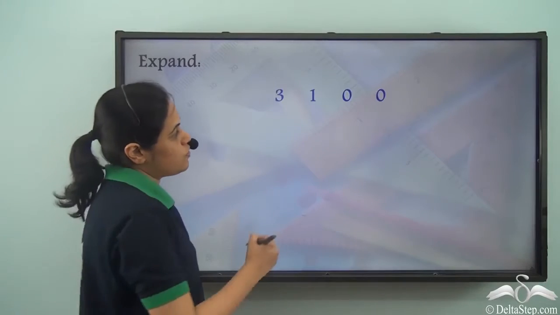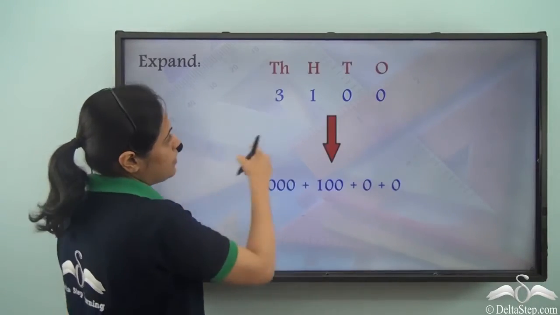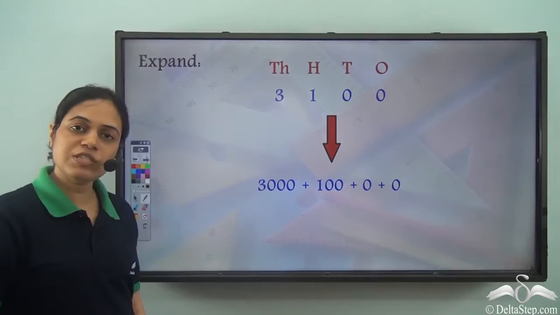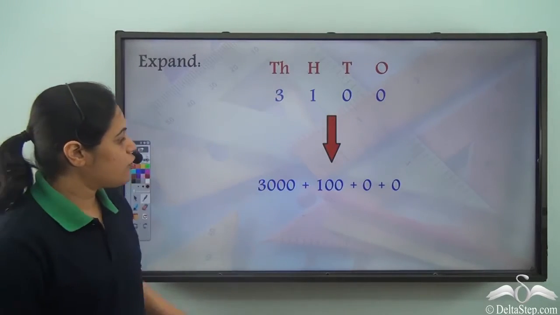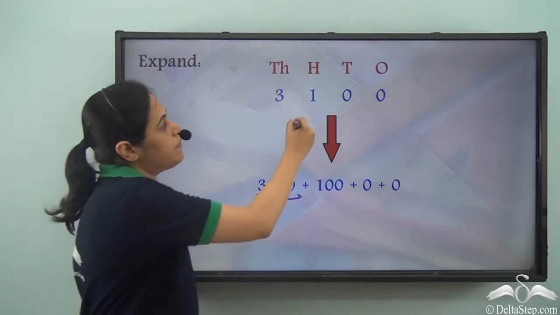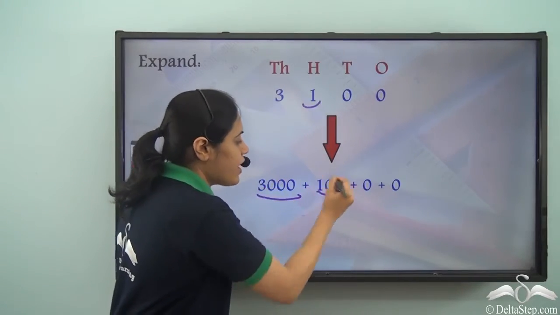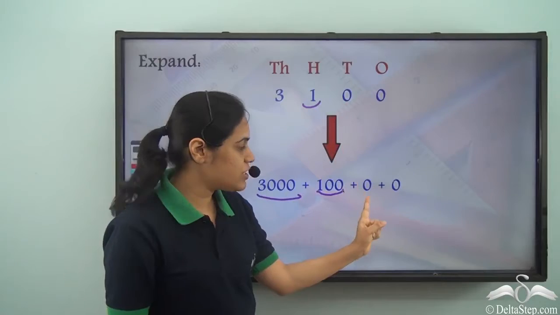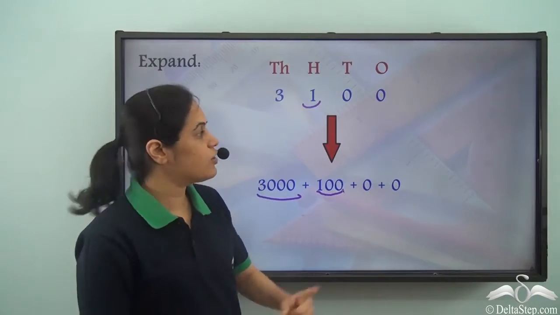3100. So once again, ones place, tens place, hundreds place, thousands place. So the place value of 3 is 3 into 1000, that is 3000. The place value of 1 is 1 into 100, that is 100. The place value of 0 is 0. 0 into anything is 0.